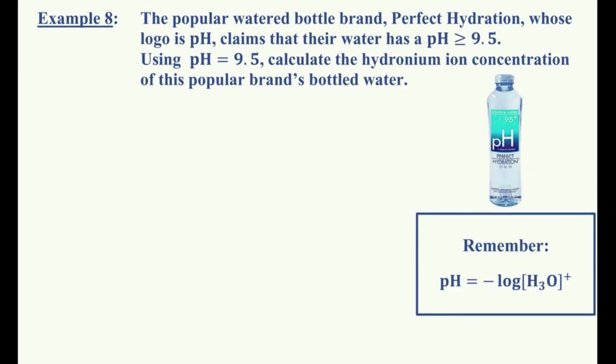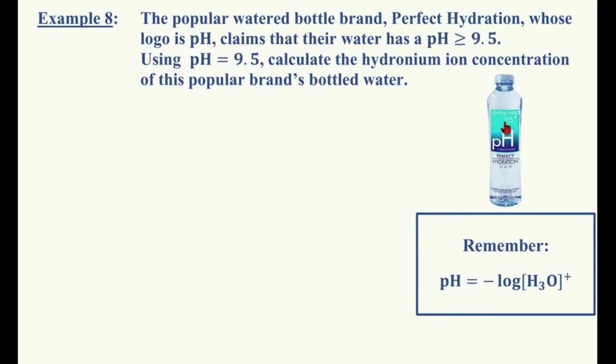All right, here's another pH example. Now, you've probably seen these popular bottles of what they call alkaline water because they boast a pH level of more than 9.5. Remember, pure water is just 7. So this is supposed to be somehow better for your health. A lot of companies like to sell these bottles of water now.